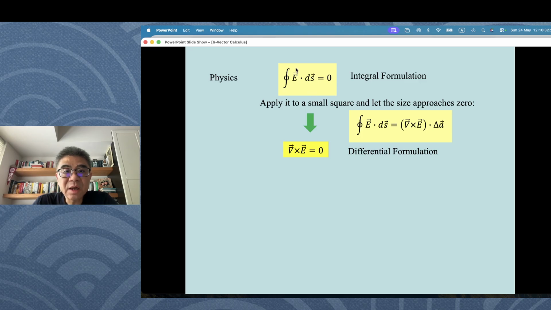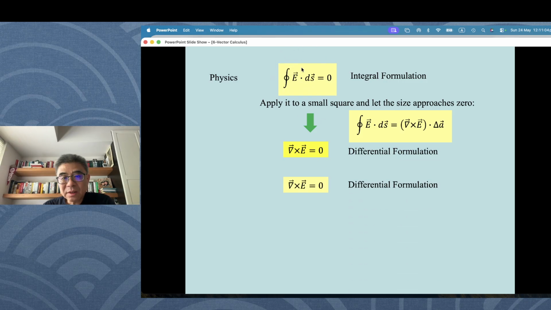Therefore, if the line integral is always 0, that means that the curl E must be always 0, because you can choose this small square at any place in the space, and then it will tell you that the line integral is always 0 everywhere. Then it will tell you that the curl of E is 0 at any point of the space. So we got the differential formulation of this Maxwell equation.